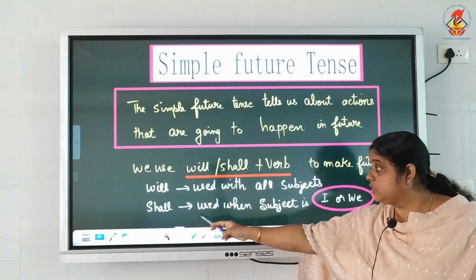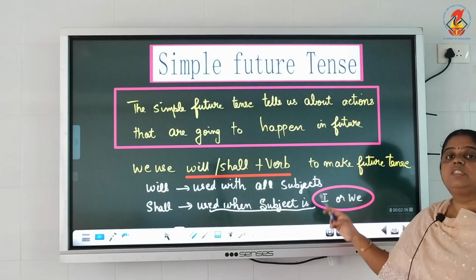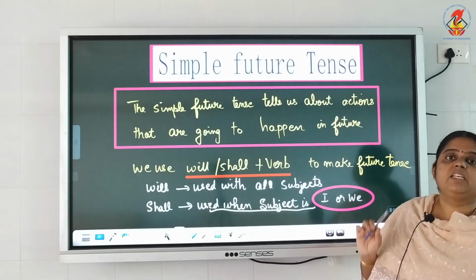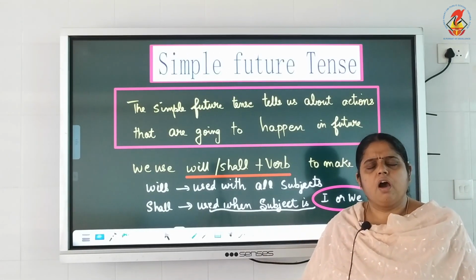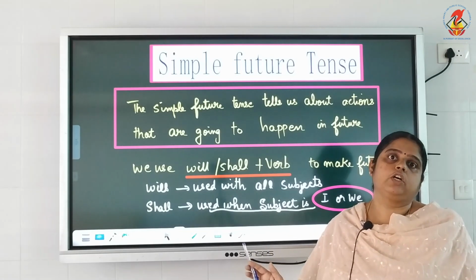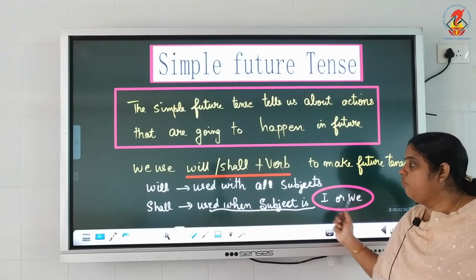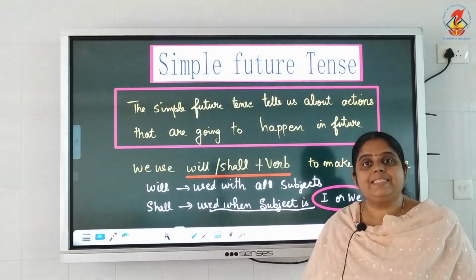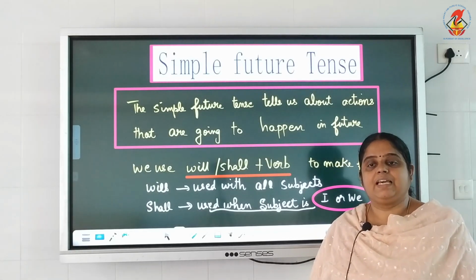And shall also, but shall is used only when the subject is I or we. When the subject is I or we only we use shall. With all other subjects we use will plus verb. Okay, will plus verb. But if the subject is I or we, we can use shall plus verb. It will be more clear when we do the exercises.